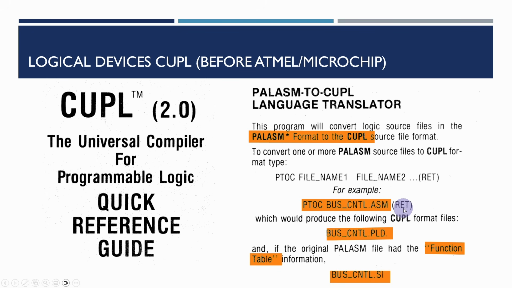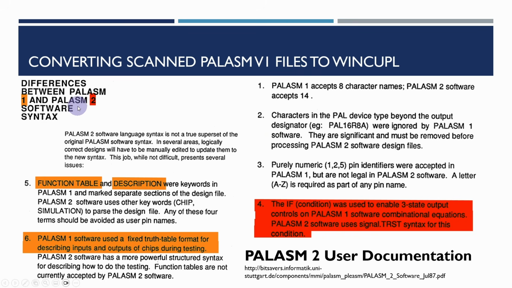Rather than having to worry about changing the differences in syntax, this would largely do it all for us. I also managed to find the PALASM II user documentation, for which there's a link there, and it did have an appendix on the differences between version 1 and version 2 of PALASM. We're using PALASM version 1, which is what was used on the Compaq DeskPro.